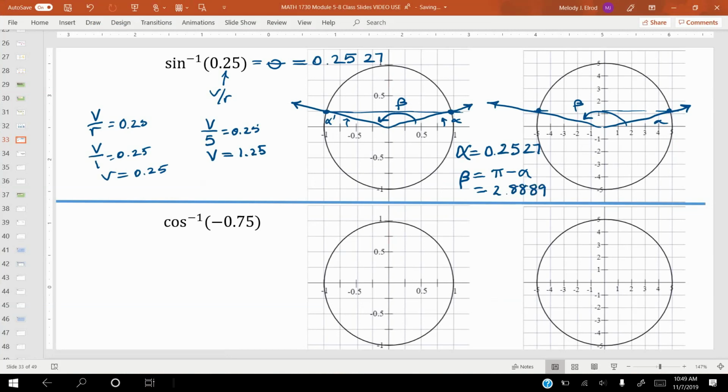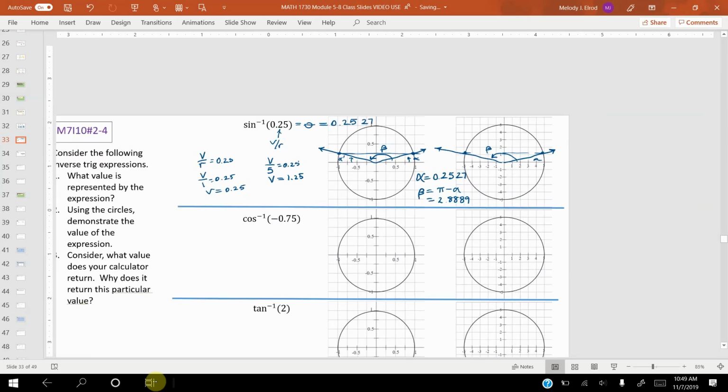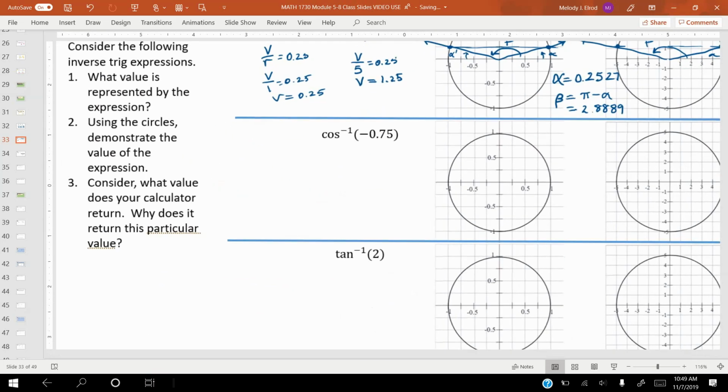So when we ask ourselves what is inverse sine of this input value, this V over R ratio that we're supposed to be getting, we know that there are two angles that satisfy that, one in the first quadrant and one in the second quadrant, because we're just asking for a positive value above that horizontal diameter. But the calculator is only going to spit out one value. So if we apply ourselves to this question that we were asked over here, what value does your calculator return, and why does it return that particular value? The calculator is only going to return a single value because it doesn't really have a choice.